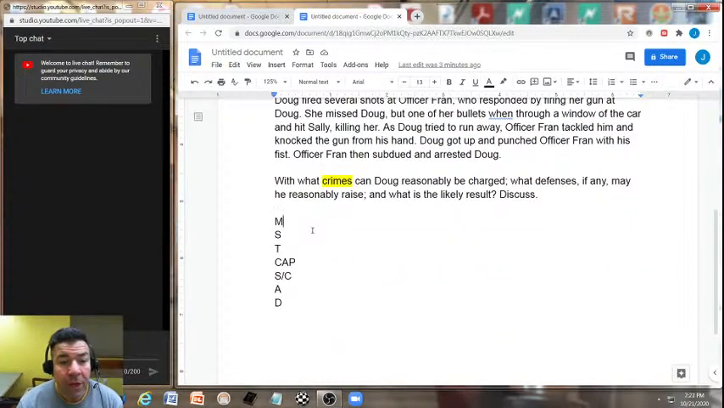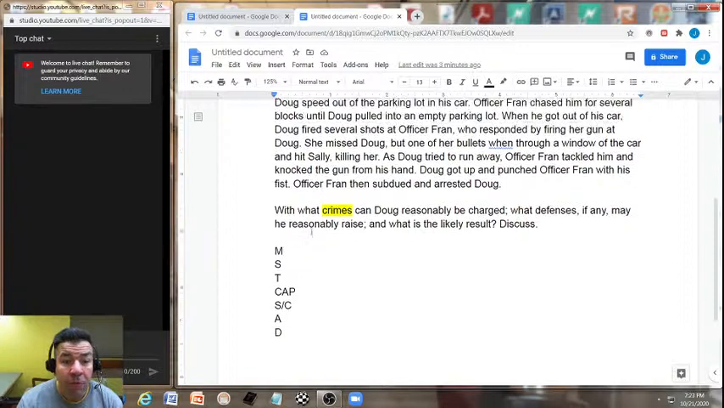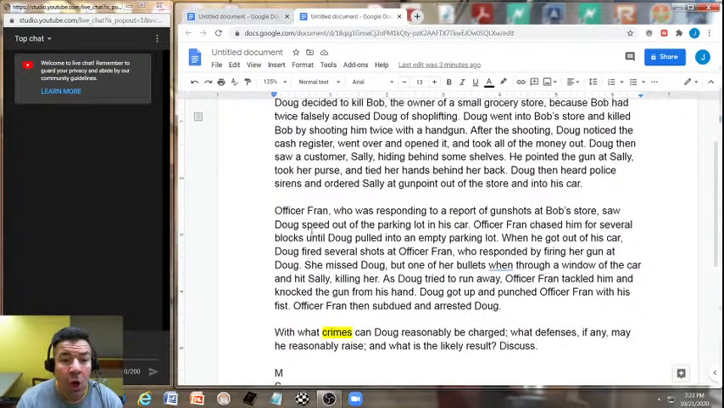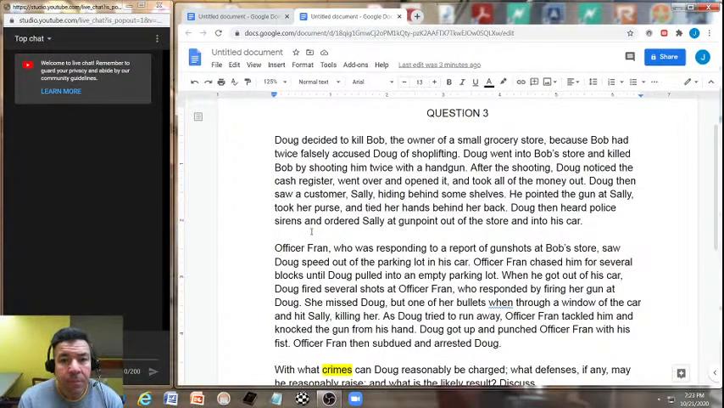At this point, we should have all of the Q facts in our mind in what I like to call a movie mode, so that we can see it in our mind when we go back through a second read and engage in what I like to call issue spotting. Doug decided to kill Bob, the owner of a small grocery store, because Bob had twice falsely accused Doug of shoplifting. Right here, what is it we have? We have a person, Doug, the criminal defendant here, deciding to kill Bob, because Bob had twice falsely accused Doug of shoplifting.